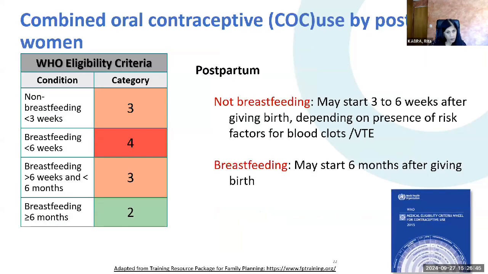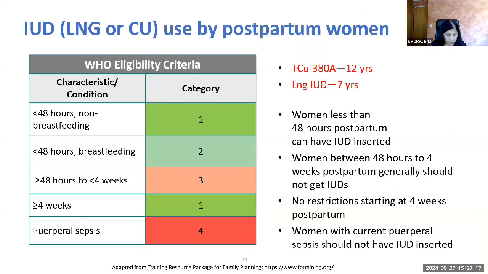Similarly, for the combined oral contraceptives, you will see that where the category is 4, it should not be used. So if a woman is breastfeeding and she's less than 6 weeks postpartum, as said earlier, the category is 4, so she should not be given combined oral contraceptives. Only a woman who is breastfeeding more than 6 months, when the category is 2, and if she doesn't like any other contraceptives, and if she's not eligible for any other, we could give her combined oral contraceptives.